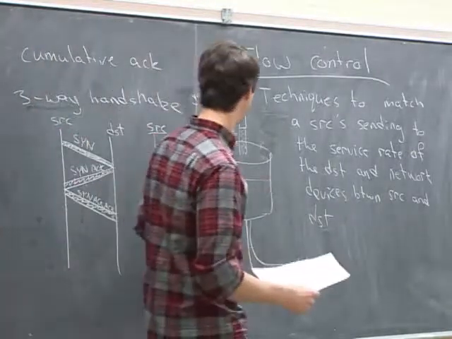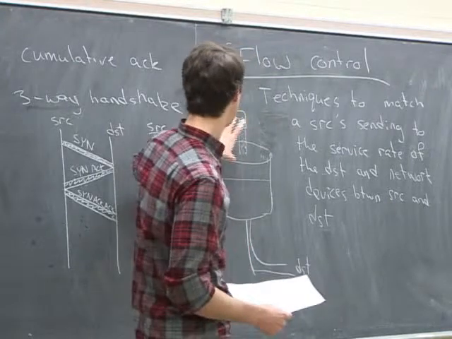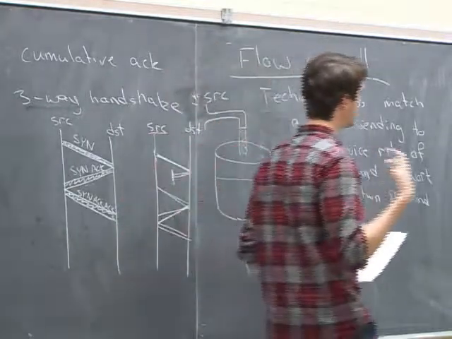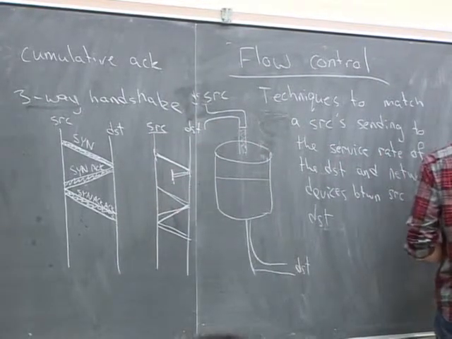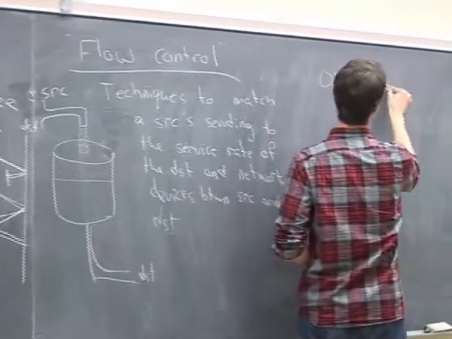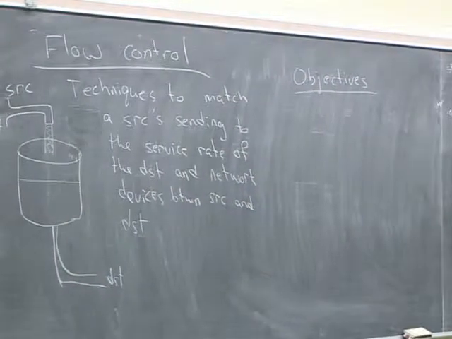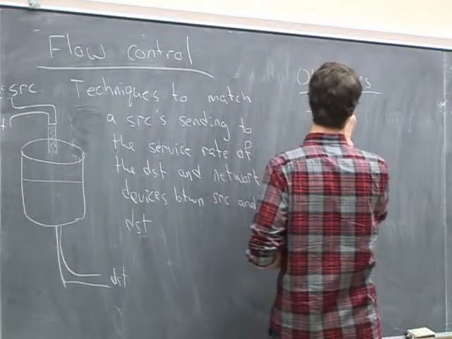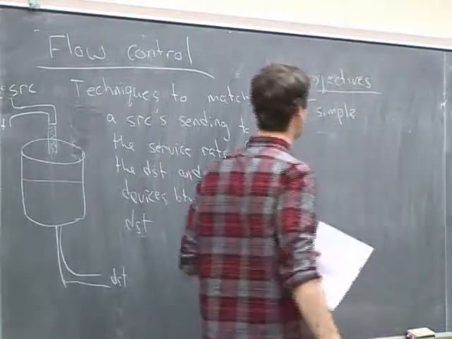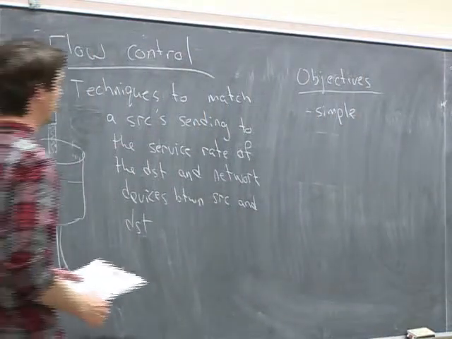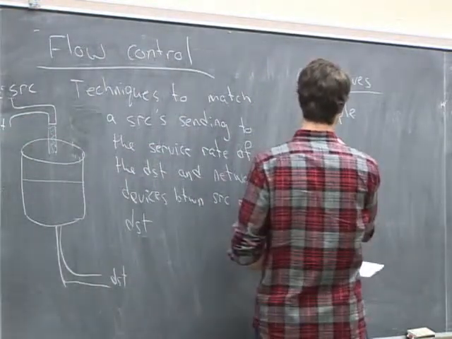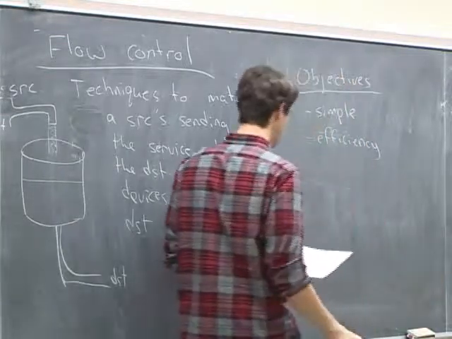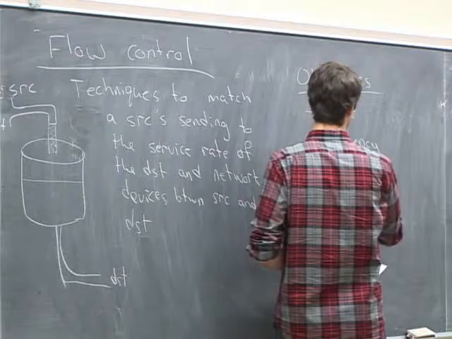So when we're thinking about how we're going to regulate this flow between the source and the destination, we can try and optimize a few different objectives. That is, we want our flow control protocol to have these features. One thing we'd like it to be is simple. Then another thing we want is efficiency. And by efficiency, I mean minimal overheads.